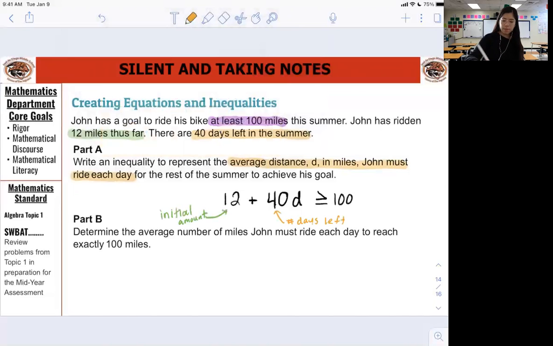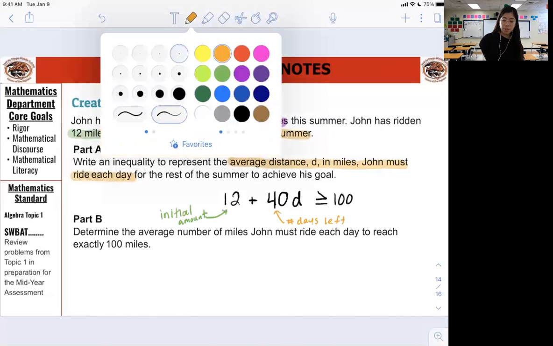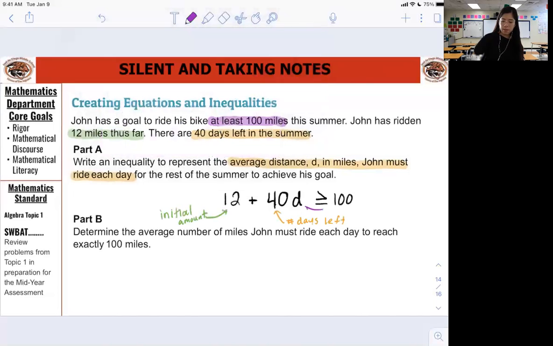And D is the amount of miles he has to do each day. Miles per day. So we know that D has to be like the slope, because there's that keyword, each day. Okay, so this is kind of telling me the story. John rode 12 miles already. Now he has to bike a certain amount of miles each day for 40 days in order to reach his goal, which is to be at least 100 miles. Do I have any questions on how I put together that inequality?